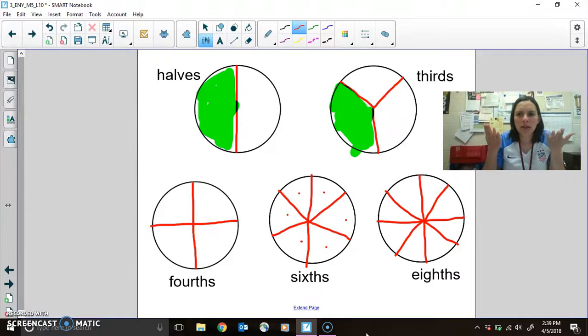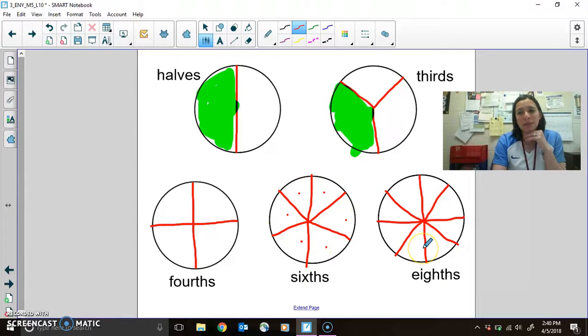What do you notice? The more we cut, what is happening to our pieces? When I cut it in half, I made 1 cut, and I had these 2 big pieces. When I cut it into thirds, okay, we've got 3 pieces, and they got a little bit smaller. Fourths, we had 4 pieces, and my pieces got even smaller. 6, I now have 6 pieces, and look how small they are.